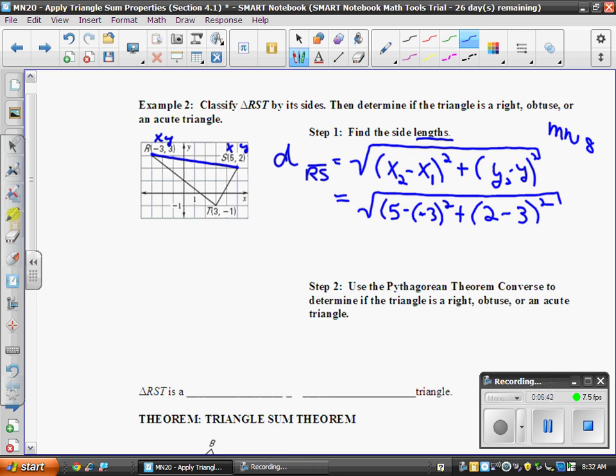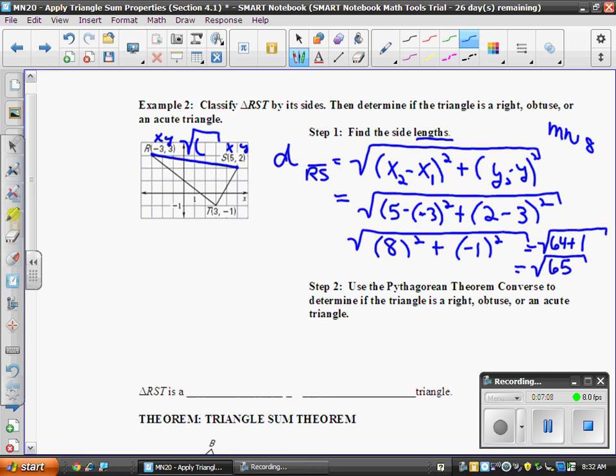So if I find the difference here, 5 minus negative 3, that's just like 5 plus 3, so we end up with 8 squared plus 2 minus 3 is a negative 1, and that's quantity squared. We have the square root of 64, 8 squared is 64, plus negative 1 squared, which is 1, and we end up with the square root of 65. So right here we have square root of 65.